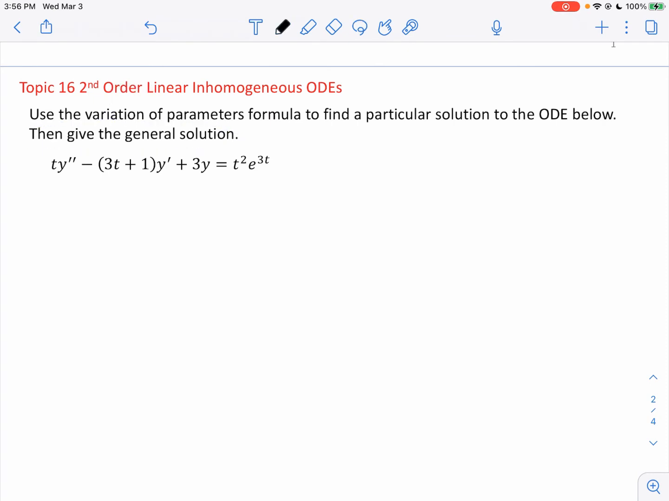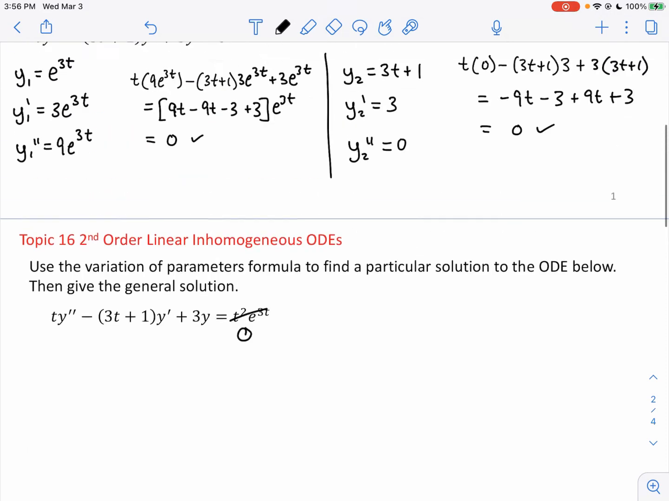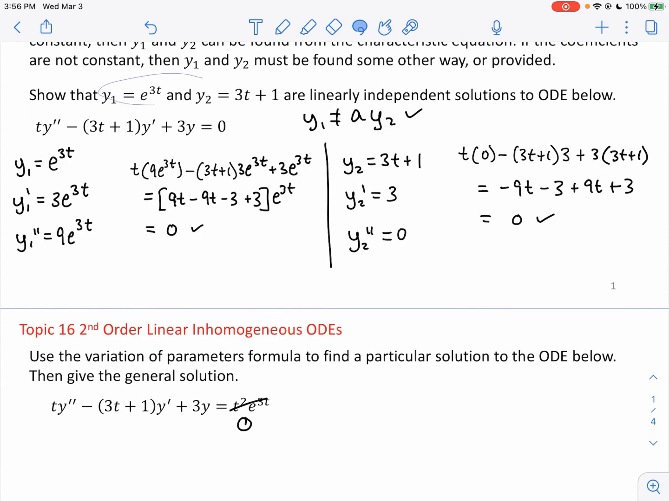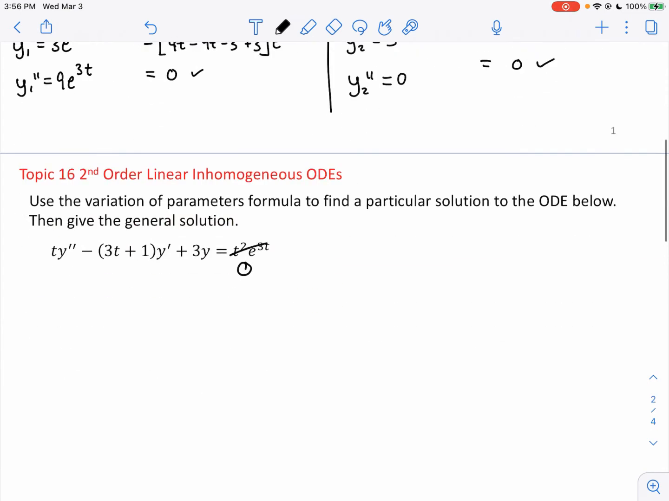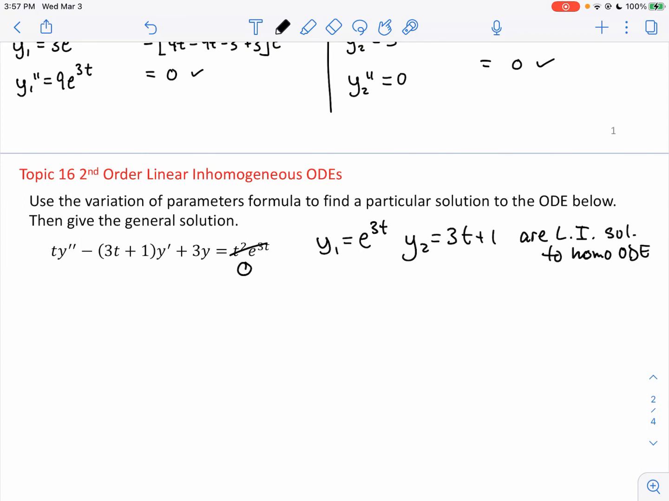Okay, the first thing we want to do is identify what two linearly independent solutions would be if this was homogeneous. Make the forcing function be 0 and find or be given two linearly independent solutions. Now we've already demonstrated that these are linearly independent solutions, so we already have that done. They were provided to us. 3t plus 1 are linearly independent solutions to the homogeneous ODE. I'll just abbreviate that. Okay, so that's done.